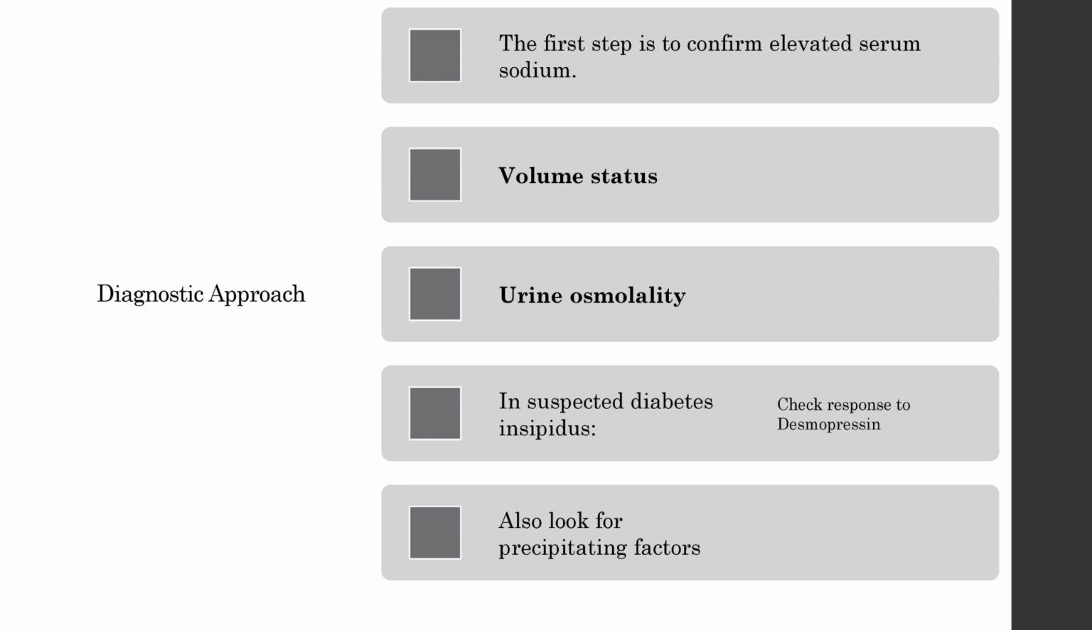In suspected diabetes insipidus, central diabetes insipidus responds to desmopressin with increased urine osmolality. Nephrogenic diabetes insipidus shows minimal or no response. Also look for precipitating factors such as hyperglycemia, medications such as lithium, mannitol use, recent neurosurgery, sepsis, fever, and excessive sodium administration.